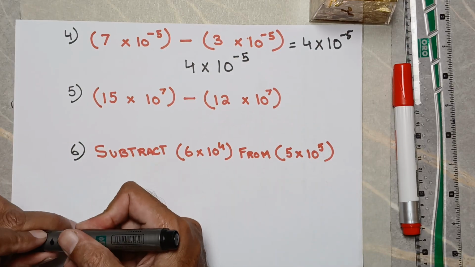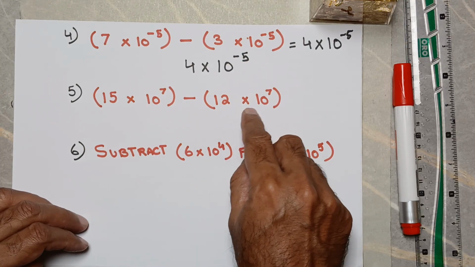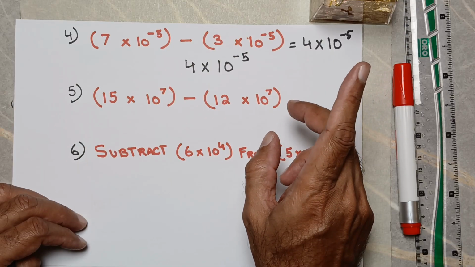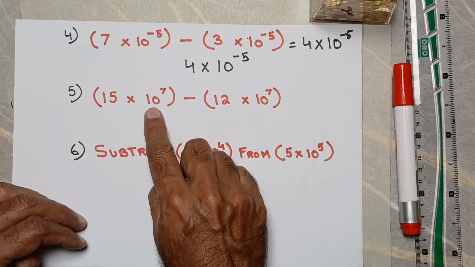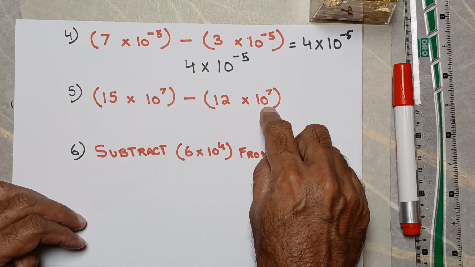In question number 5, we have 15 times 10 raised to the power 7 minus 12 times 10 raised to the power 7. Our very first basic step is to look at the power of the exponents. Here it is 10 raised to the power 7 and here it is also 10 raised to the power 7.